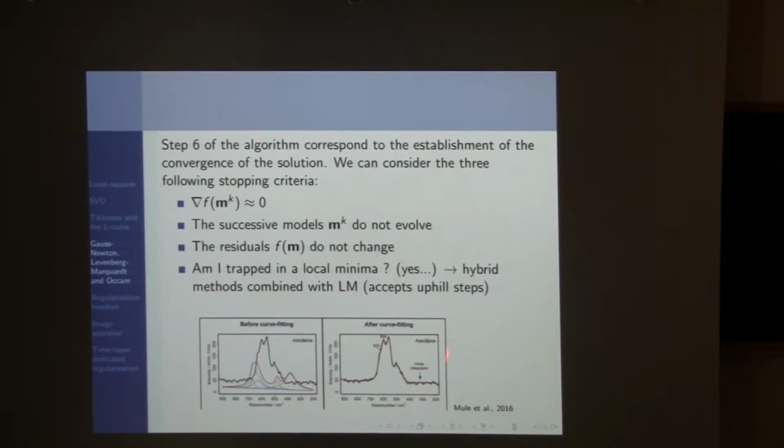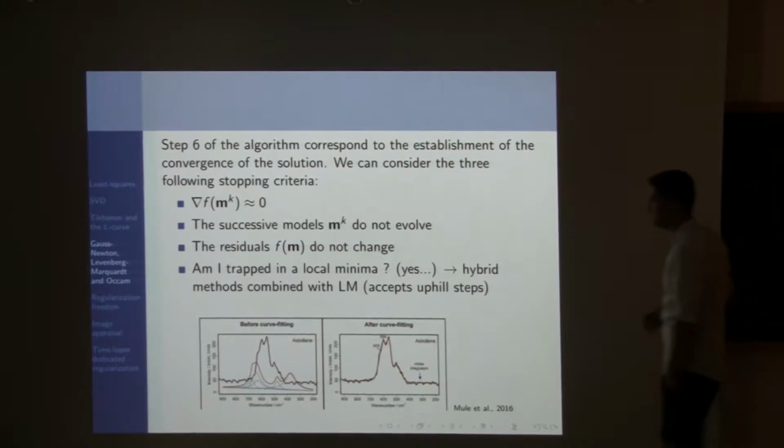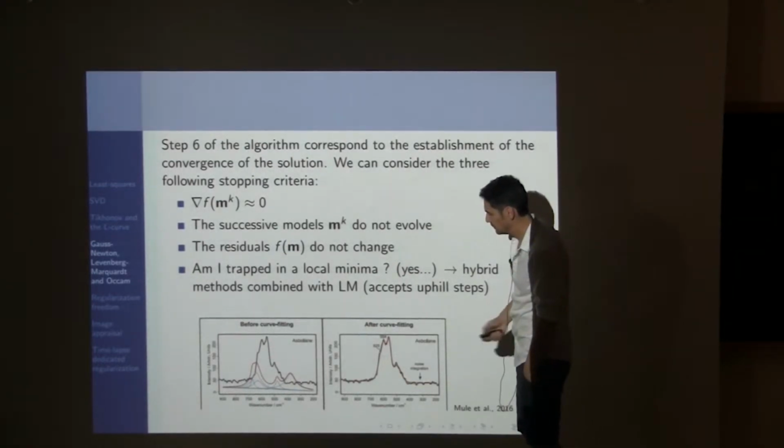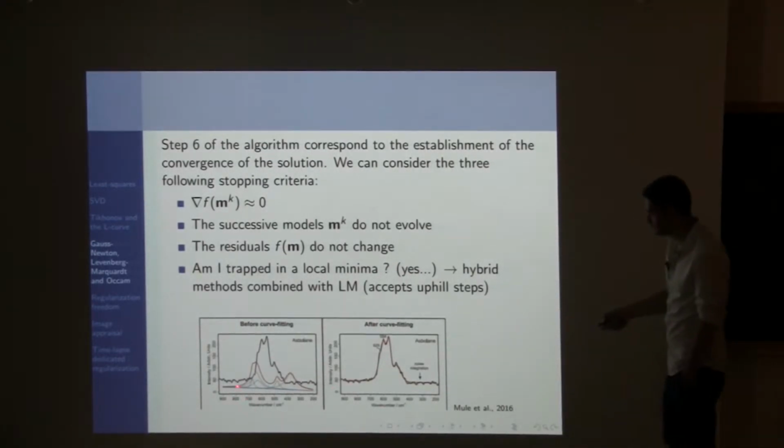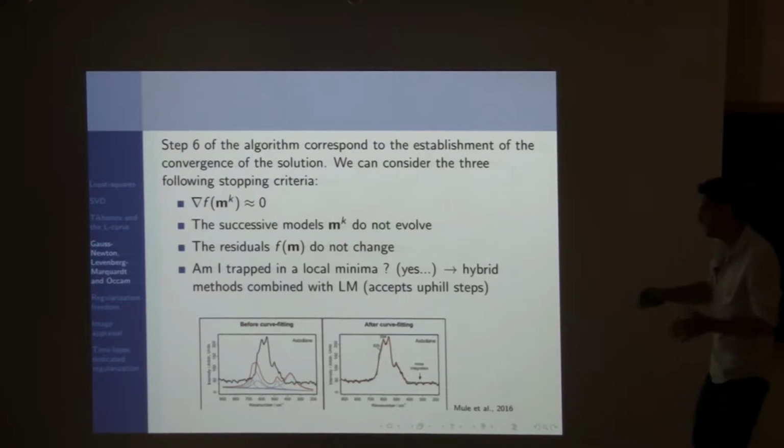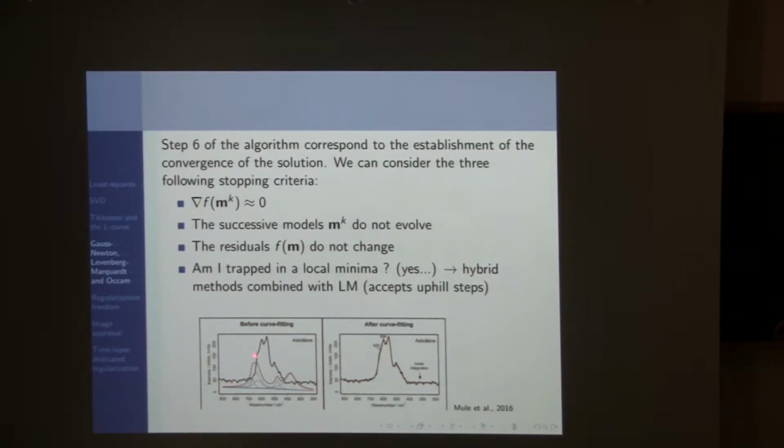This is just an example of a Levenberg-Marquardt approach in Raman spectroscopy, where you convolve the blue curve, which corresponds to different bandwidths, to try to fit the red curve to the spectra.